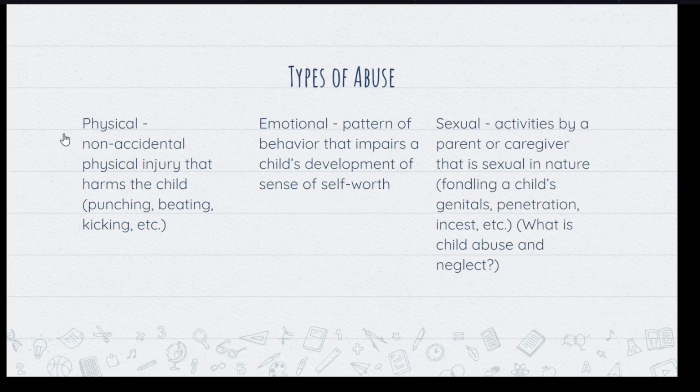So there's 3 types of abuse. There's physical, emotional, and sexual. I'll go through them. So physical is non-accidental physical injury that harms a child. This could be punching, beating, kicking, biting, anything like that.